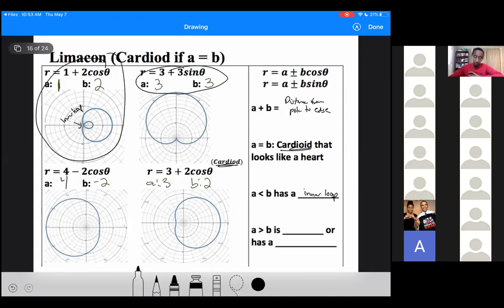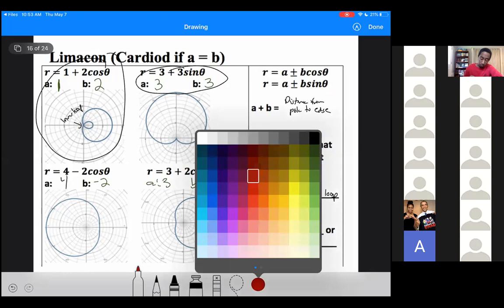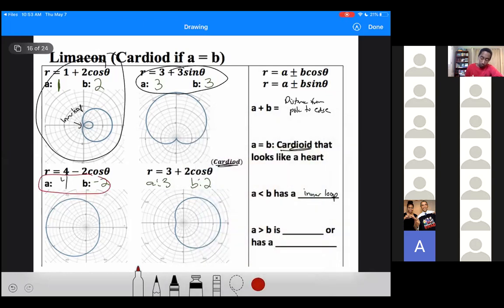If A is greater than B, which is the case of this one and this one, then it's either going to be convex, which means flat, or we'll have a dimple. This is convex, flat. This is a dimple. If A is greater than B, that would be the case. Those are some of the rules for limaçons. I'll go through those again.